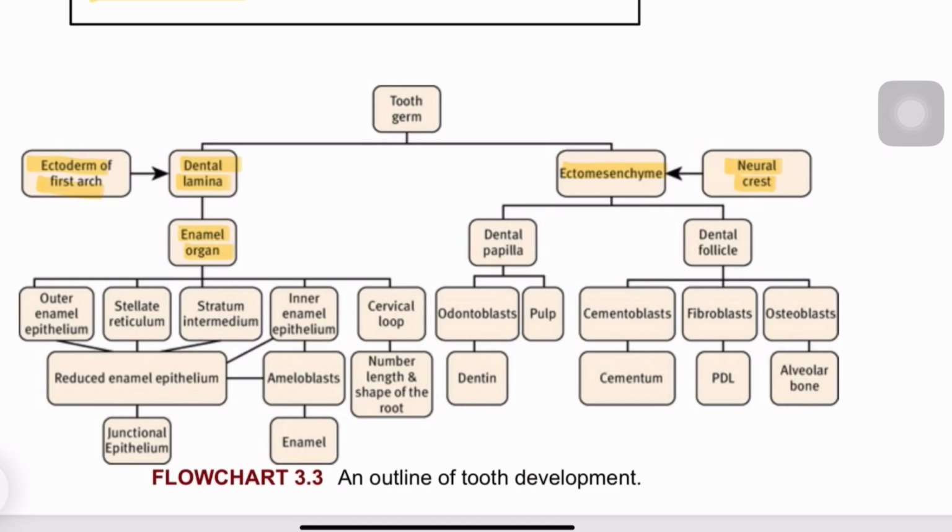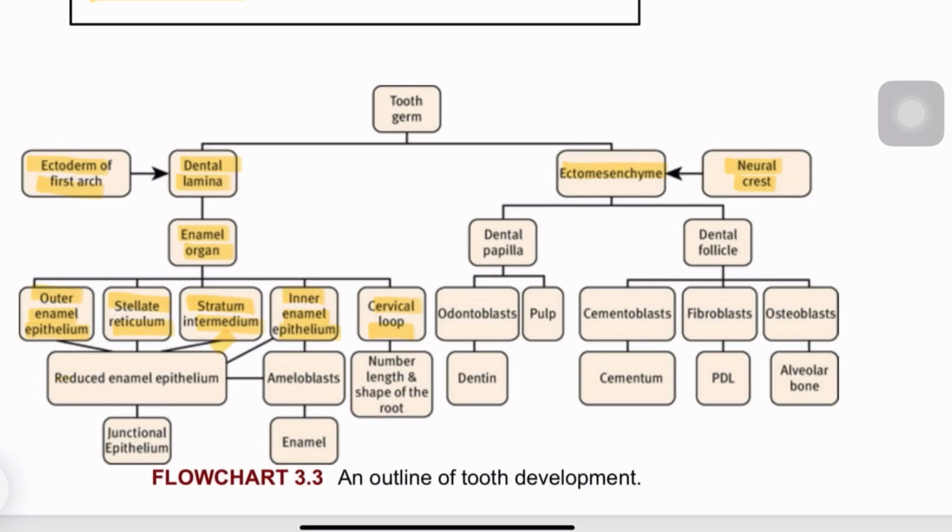Enamel organ में क्या क्या रहेगा? Outer enamel epithelium, stellate reticulum, stratum intermedium, inner enamel epithelium and cervical loop. Basically क्या है? At the junction of IEE and outer enamel epithelium, which has a lot of high mitotic activity. So outer enamel epithelium, stellate reticulum, stratum intermedium, they will all form reduced enamel epithelium.